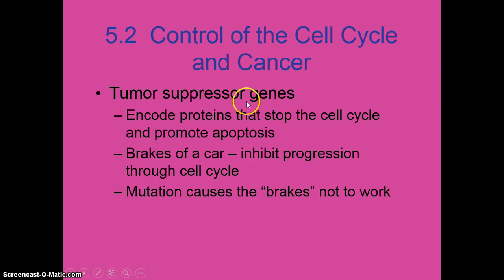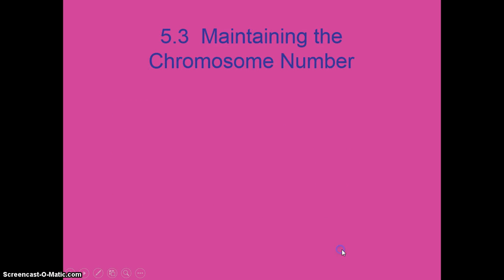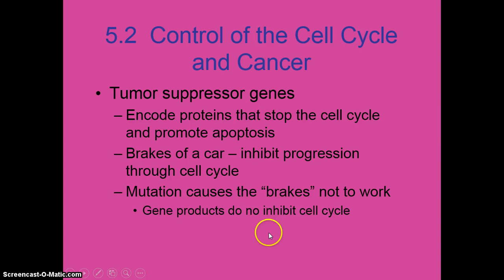The tumor suppressor gene does exactly what it's supposed to do. It's supposed to suppress tumors from forming. But if that brake is cut and this tumor suppressor gene can't stop that from happening, it's going to go through the cell cycle and it's going to cause cancer. So gene products do not inhibit the cell cycle like they should. And that covers the first and second sections of Chapter 5, and we'll start with Section 5.3 tomorrow.